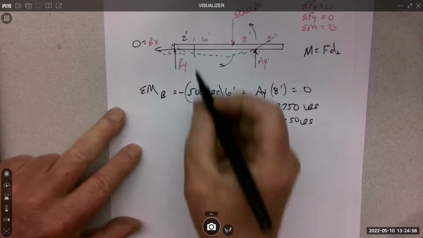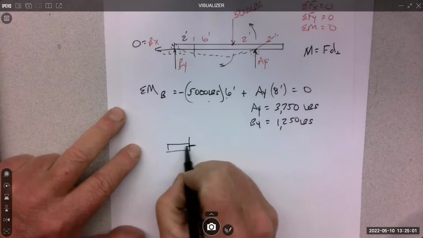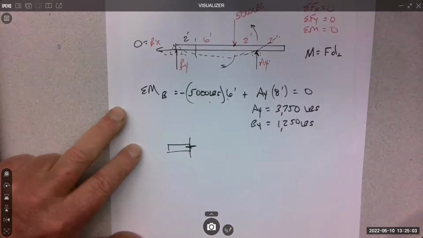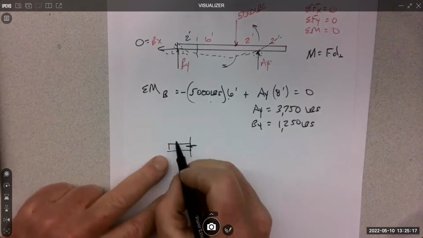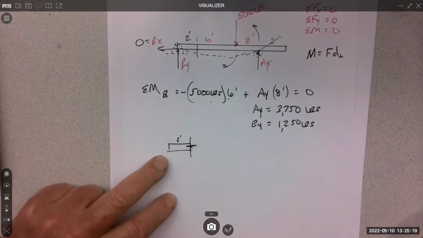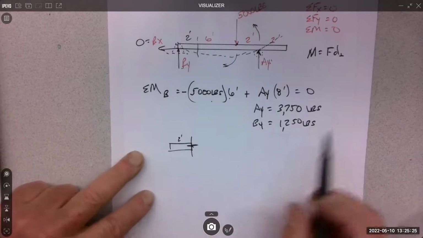So to do that, I section it and I draw, and I'll actually show that as a cut. I work with the left side. I'm not sure the book says you have to work with the left, because you'll get the same answer if you work with the right. But I just always work with the left, and it keeps things kind of straight for me. So I draw my 2 feet of beam, and I include all of the external forces on it, which is BY, 1,250.